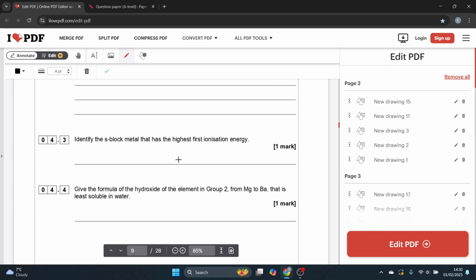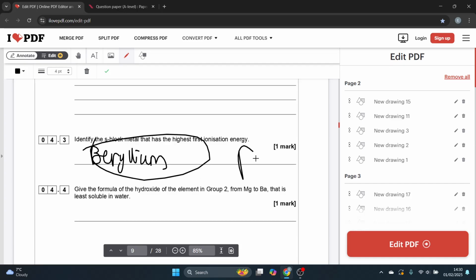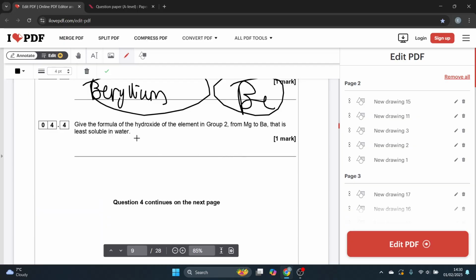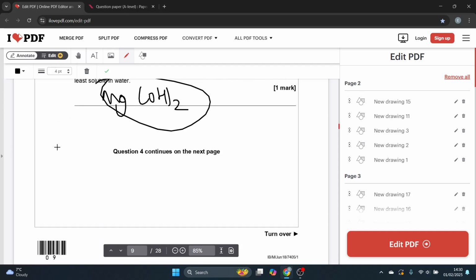Identify the s block metal that has the highest first ionization energy. It is going to be beryllium. Just look on your periodic table, beryllium, or Be. Give the formula of the hydroxide that is the least soluble in water. It's going to be magnesium hydroxide. It's the least soluble in water.